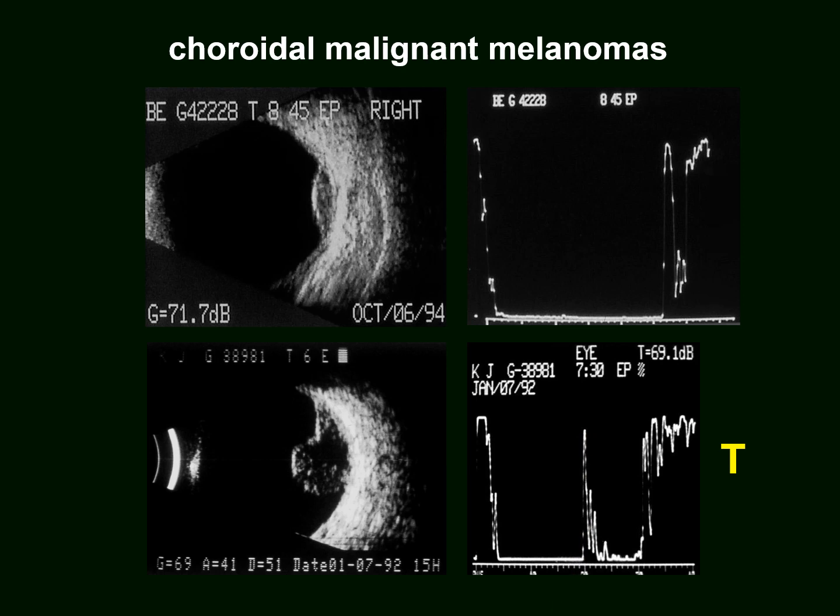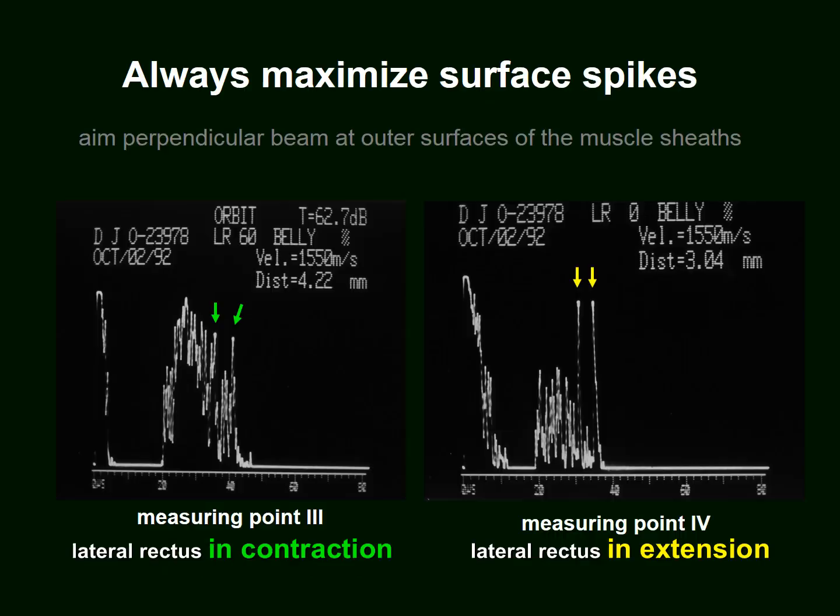Important for echography is nevertheless to display the maximum signal, whether we measure or evaluate the interior of the tumor. Always maximize surface spikes. Here we have a perpendicular beam on the outer surfaces of the muscle sheath. It's the lateral rectus muscle. Here in the measuring point 4, that is in the mid to posterior orbit, the surface signals were maximized.